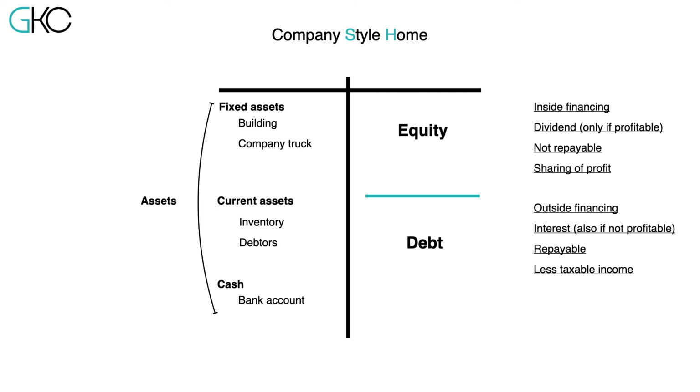A final difference is the fact that interest is considered an expense and thus will decrease your profit and therefore will decrease your taxable income. Dividend is considered a sharing of profit, so it will not decrease your profits and therefore will not decrease your taxable income. It will decrease your retained earnings and therefore will decrease your equity.